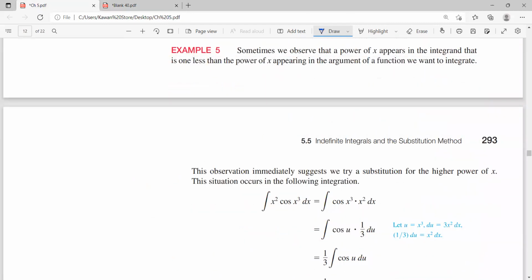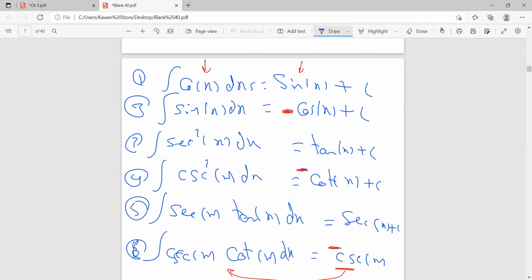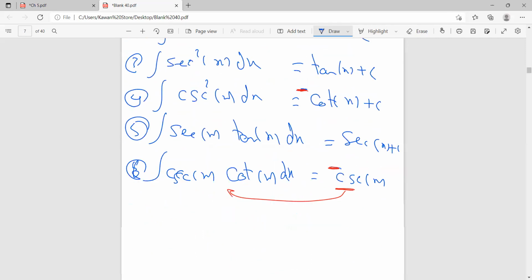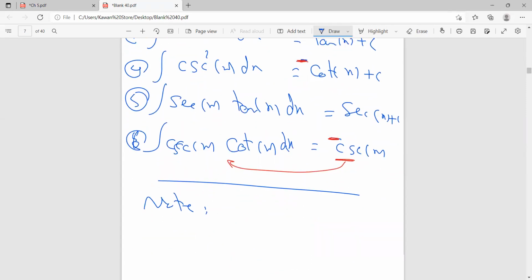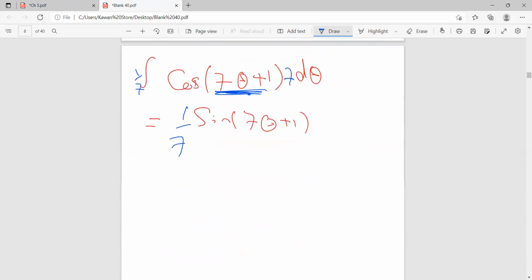In the trigonometric functions, in addition to this knowledge, we also need the derivative of the angles. I'll write it down for you. For example, we need the derivative of angles or angle, whatever.